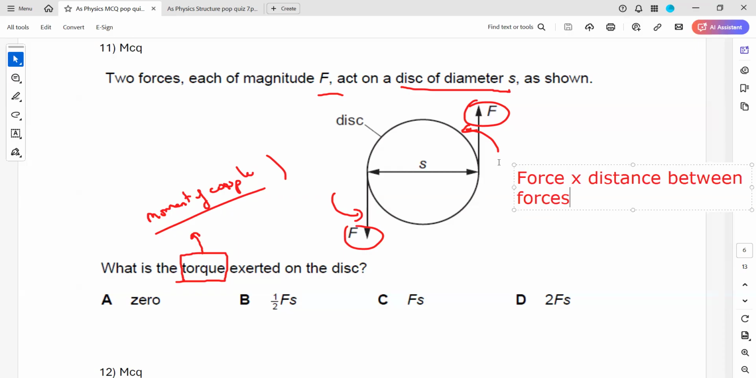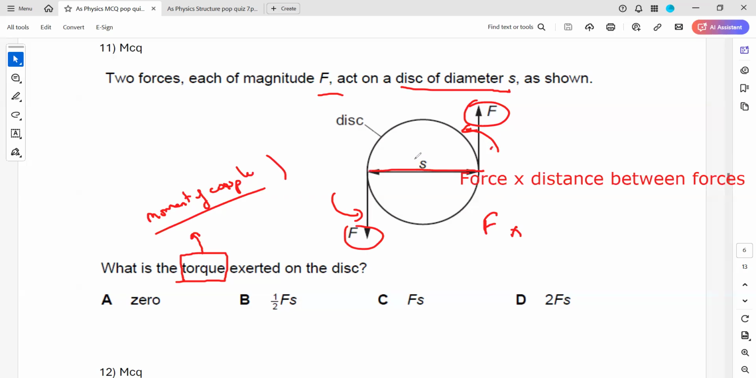So the force multiplied by the distance between the two forces, that is the moment due to a couple or torque. So what is the force? The force is F. What is the distance between the two forces? The perpendicular distance, that is S. So F multiplied by S will give us the torque or the moment due to a couple. It is always the case: the perpendicular distance between the two forces multiplied by the force gives you the torque, the turning effect, or the moment due to a couple. Is it clear?